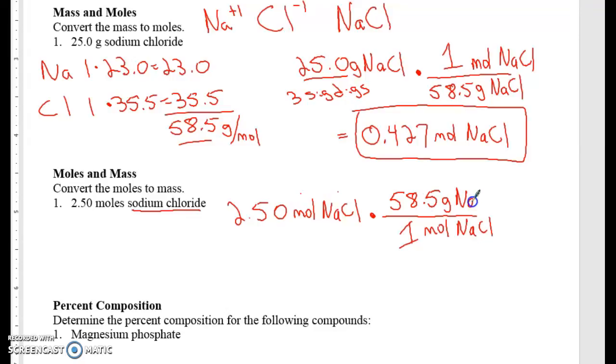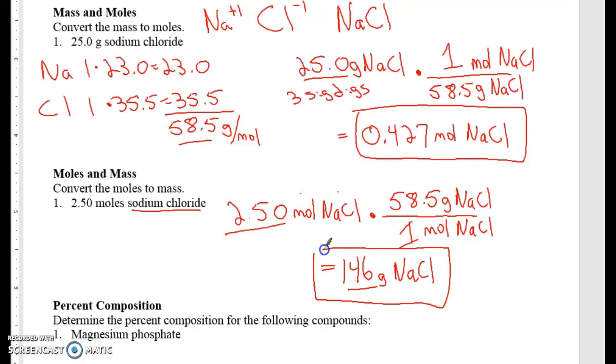58.5 grams of NaCl. So now on your calculator you do 2.5 multiplied by 58.5, and that should give you 146 grams of NaCl. Again, this is 3 significant digits, the number we're given in the problem, so we round our answer off to 3 significant digits. Remember, you never use the conversion factor to figure out significant digits. They are said to be exact numbers. There is no uncertainty there, so they have an infinite number of significant digits.